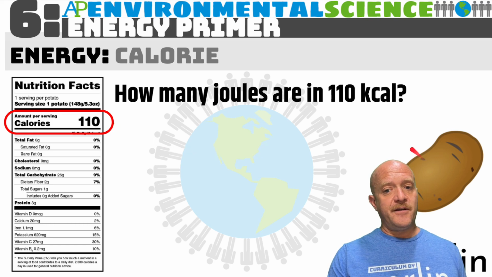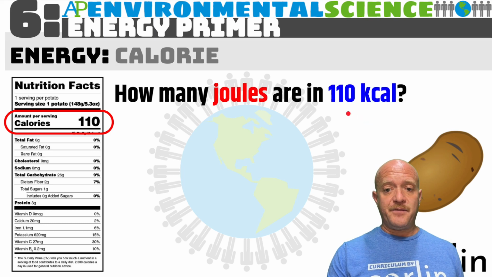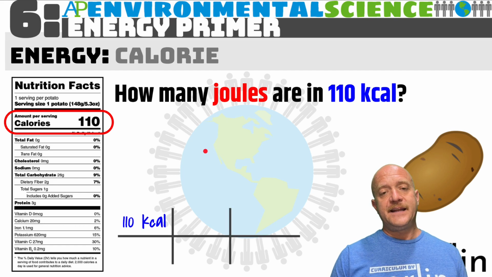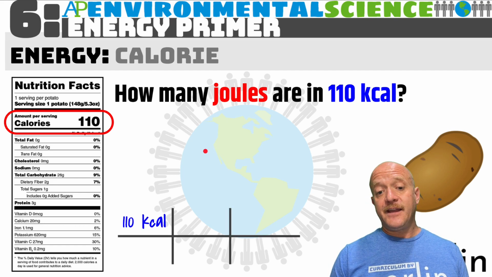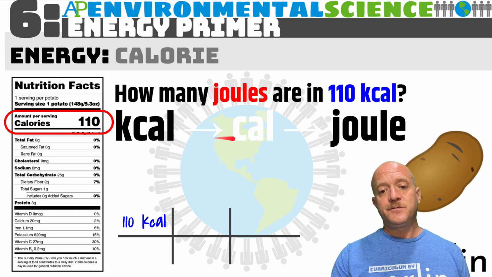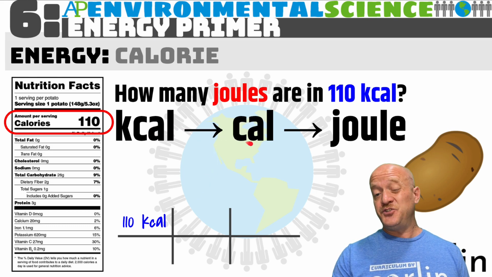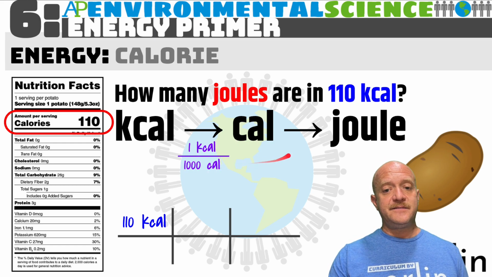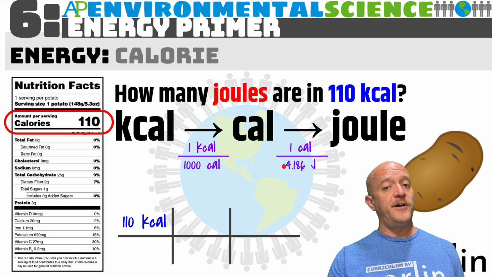So how many joules are there in 110 kilocalories? Let's do the math. So we have our given, we have our unknown. Let's set it up. We have 110 kilocalories. Now we're going to do that conversion. So kilocalories, we're jumping over to calories and then to joules. We know that 1 kilocalorie is 1,000 calories. And we know that 1 calorie is 4.186 joules.